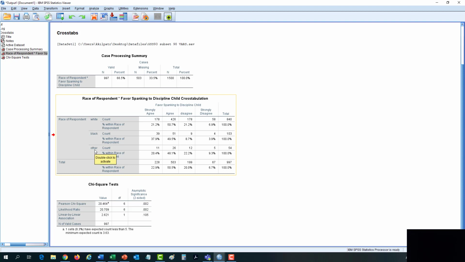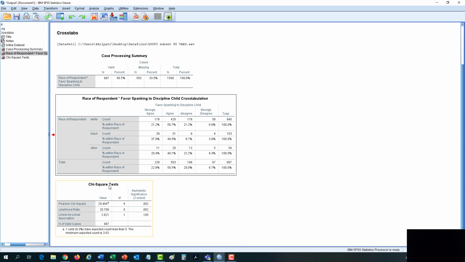Okay, so I say that tie goes to the runner, and we're going to say that these respondents are statistically different. And if they are statistically different, then guess what? You get to reject the null hypothesis. And what we said was that a respondent's race will not affect how they favor spanking to discipline children. And in fact, we're saying that there is a statistical difference, so we are going to reject this null hypothesis. Okay? So all of that comes out of this table.